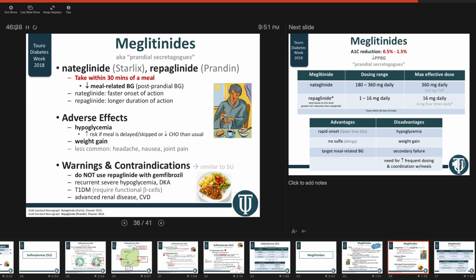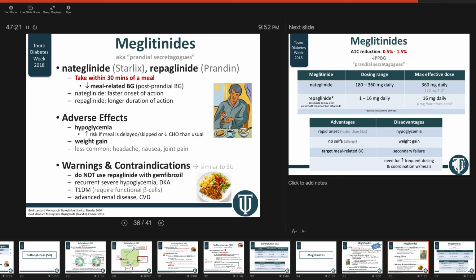There are two agents in this class: nateglinide, the brand name is Starlix, or repaglinide, the brand name is Prandin. The instruction is to take this medication 30 minutes before a meal because the target is to lower the postprandial blood glucose. The difference between the two is that nateglinide has a faster onset of action, and repaglinide has a longer duration of action.